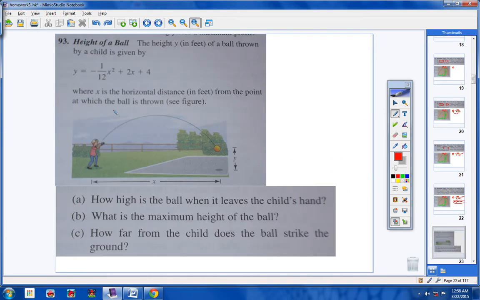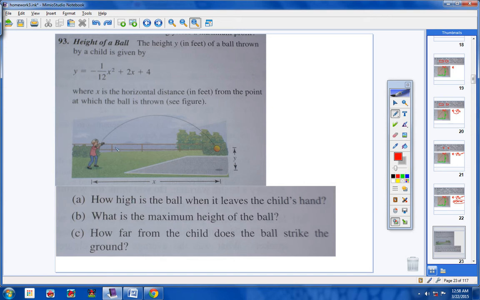Alright, number 93. The height, y, in feet of a ball thrown by a child is given by this model here. Okay, so here's the child, and he throws the ball like this. Now, x is the horizontal distance, obviously, from the point at which the ball is thrown. How high is the ball when it leaves the child's hand?